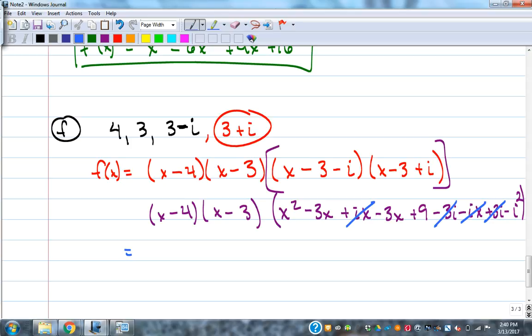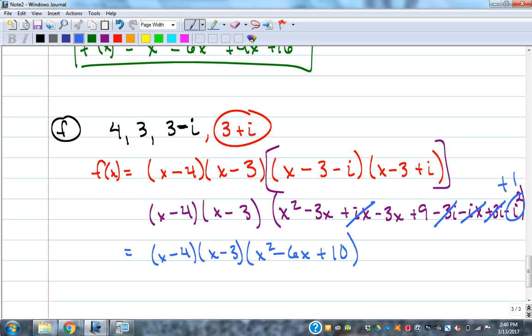It should happen that way. What does i squared turn into? Negative 1. Good job. So negative 1 becomes plus 1. So now I have x minus 4 times x minus 3 times x squared minus 6x plus 10, because I have a positive 9 and now a plus 1. That negative i squared turned into a positive 1. So that's where the 10 comes from.